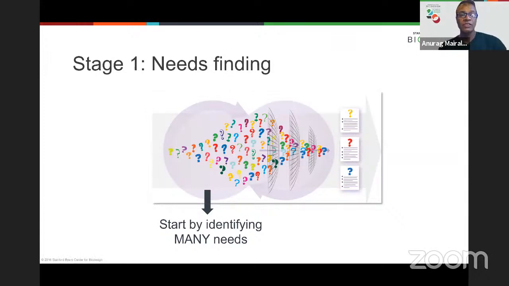I'm just going to quickly go through the steps in the biodesign methodology. First one is needs finding. Here, you start by identifying as many needs as you can, and numbers are really important. By the time our fellows have finished their needs finding, they have hundreds of needs sometimes, and then they articulate those needs, each of those needs.